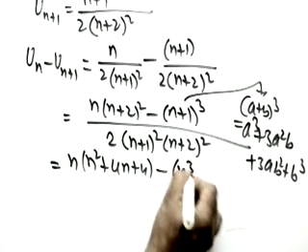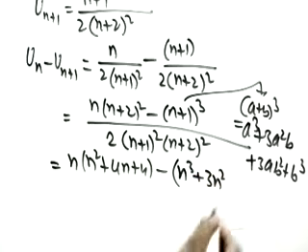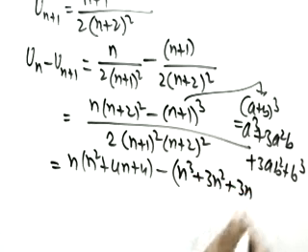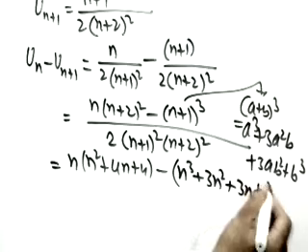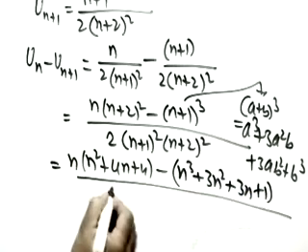So let's expand using this formula. A cube means n cube. 3a square into b is 1 into b, means same. 3ab square. 1 square is 1, plus 1 cube is 1.